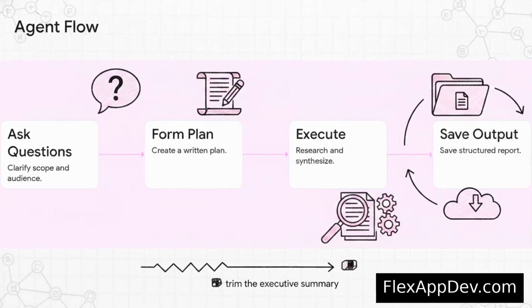Say you want a research agent. You prompt Claude to design a system where it first has to ask you about the scope and the target audience. Then, it forms a written plan for your approval. Once you give the thumbs up, it executes the research and saves a beautifully structured 1,500-word report directly into your output folder. And because of that persistent context we just set up, if you read it and tell Claude, hey, trim the executive summary, it zeroes in and adjusts just that section without starting all over from scratch.